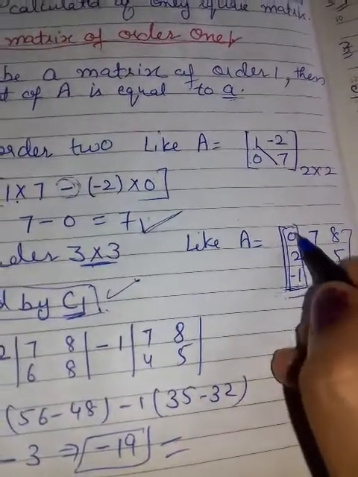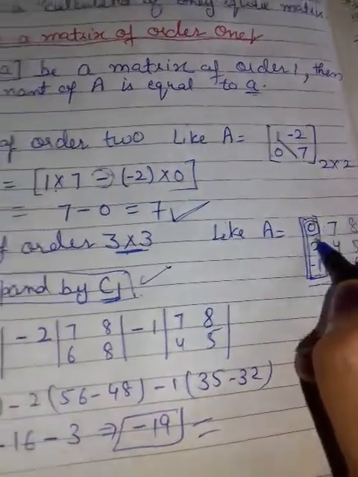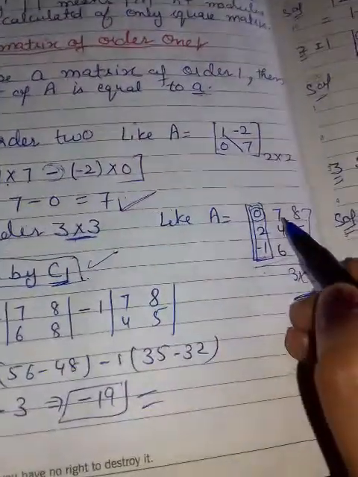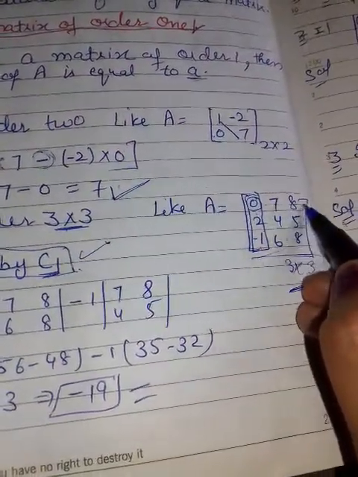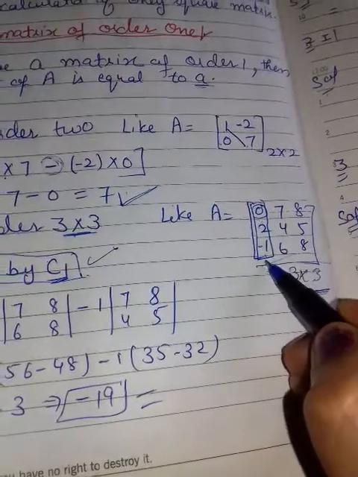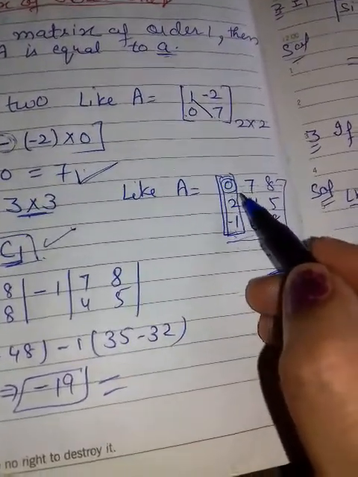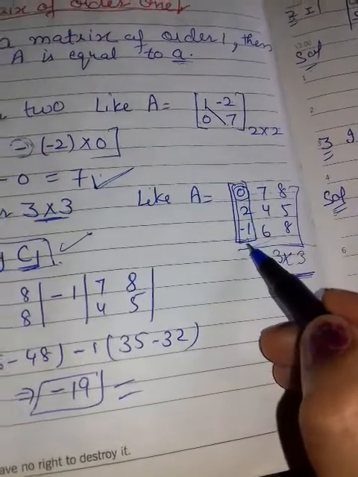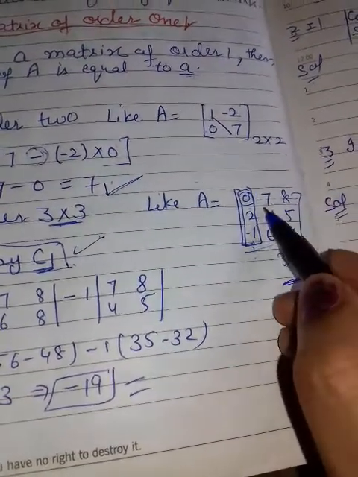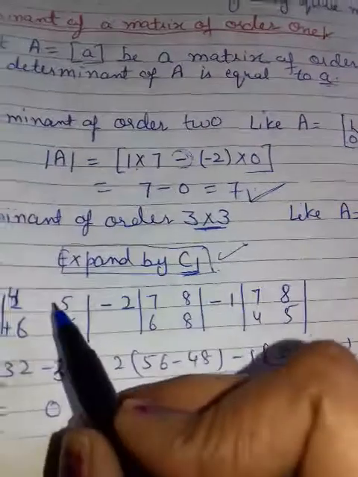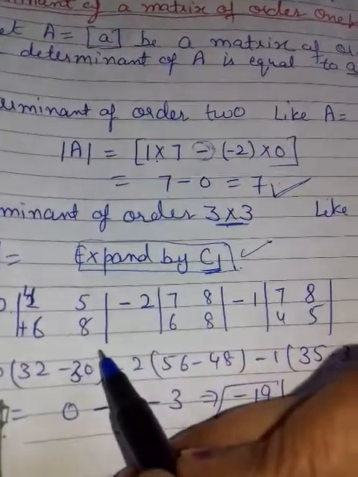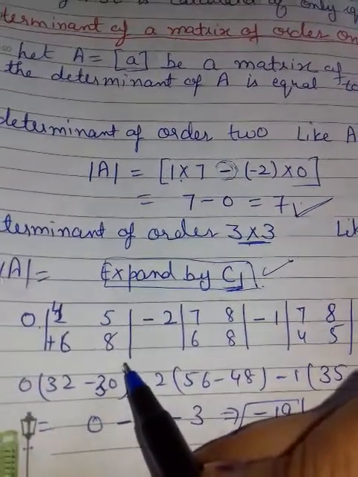Clear? Firstly you will take your first element 0. Then you will not take those elements which are in same row and same column. Means 0 is in which row? First row. You will not take. And in which column? 2, minus 1. You will leave it. You will take which are left. You will keep them in determinant. I hope you are getting.